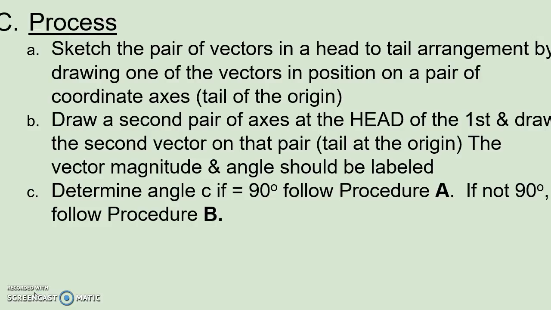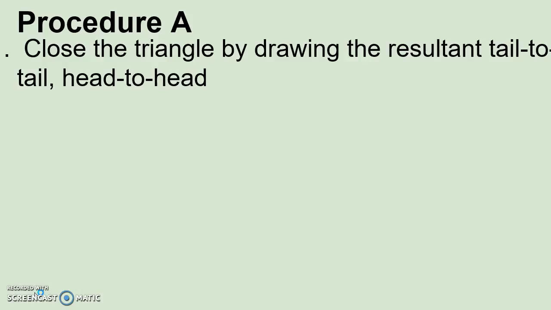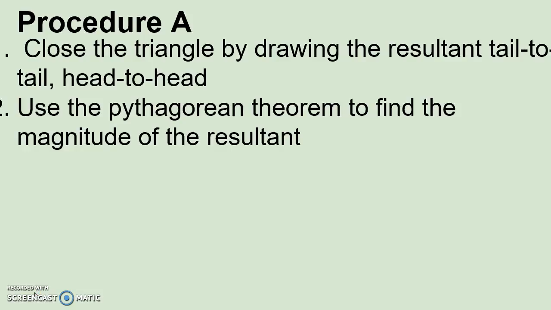Let us now look deeper at those two procedures. Procedure A is again meant for angles of 90 degrees. You would close the triangle by drawing the resultant tail to head or head to head. Use the Pythagorean theorem to find the magnitude of the resultant. As you know, that would be 1/2 of the information for the vector. Pythagorean we've seen in class and used it extensively as a squared plus b squared equals c squared.